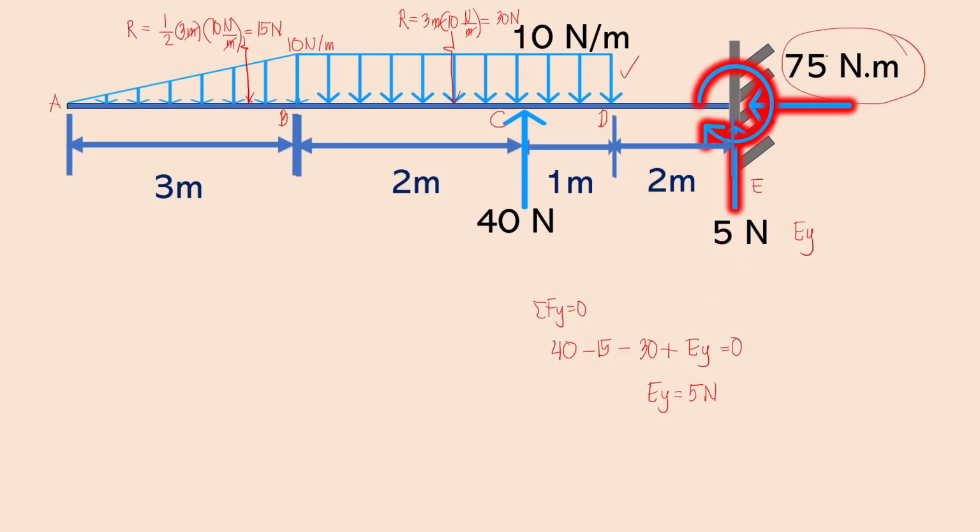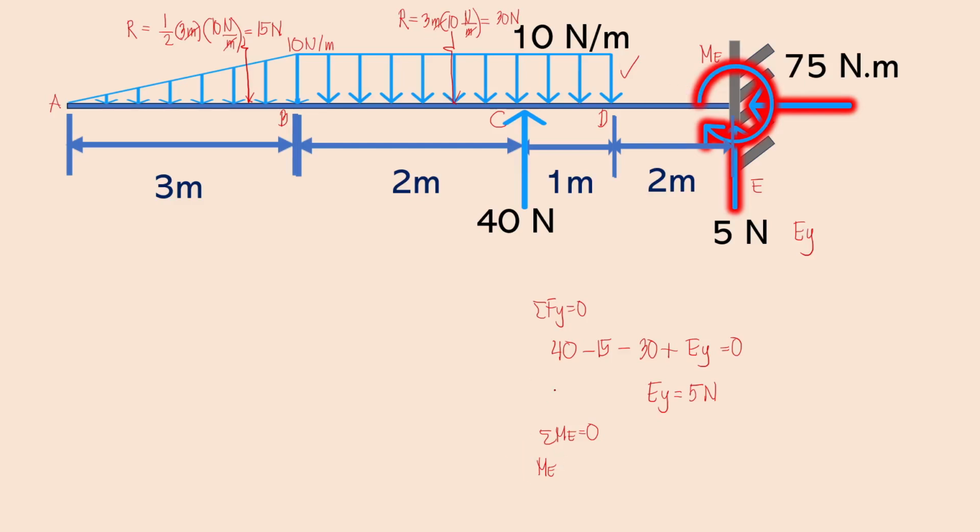And then, to get the moment reaction, we can sum up moments about E. Now, diba, this will be the moment reaction at E. And so, in our assumption, it's clockwise. And so, we will write that as positive. So, taking moments about E, we have ME, again, positive because yung assumption natin is clockwise.